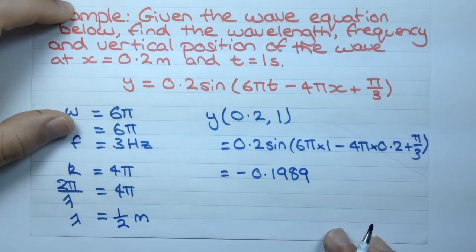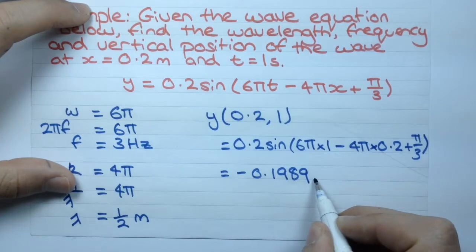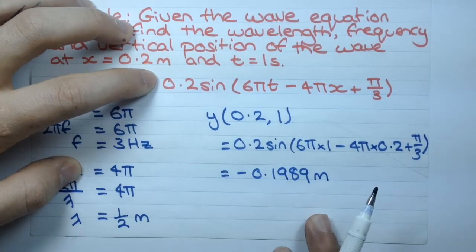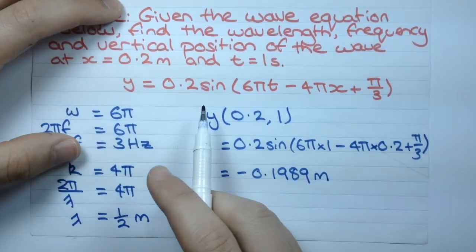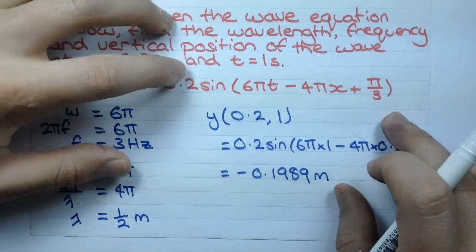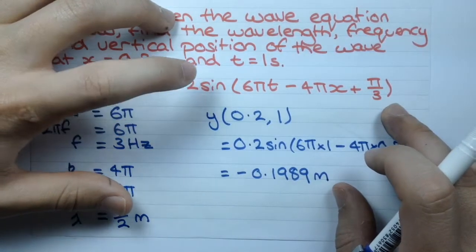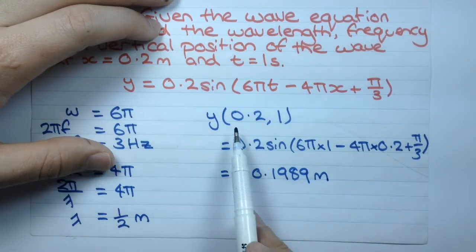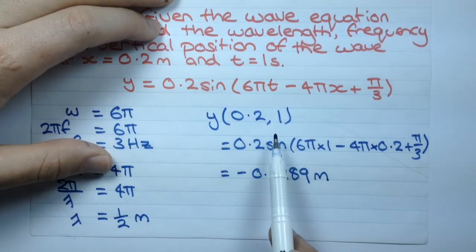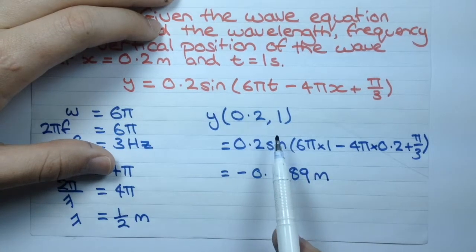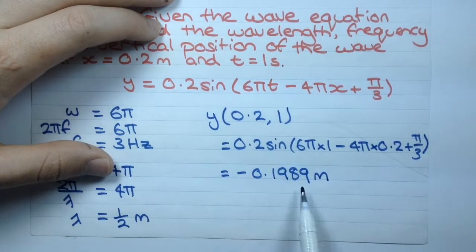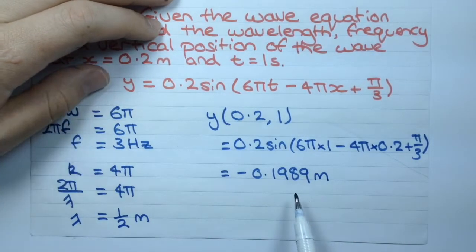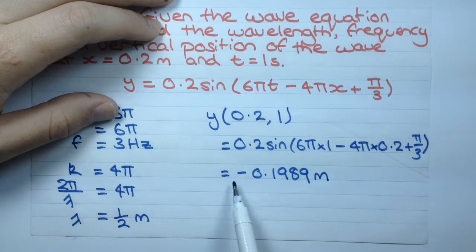0.1989. Now just to talk about what that answer means, that's pretty close to our 0.2, which we know from previous videos is actually the amplitude of the wave, seeing as the maximum value of sine anything is 1 or minus 1. So at the point 0.2 along the x-axis, and after 1 second, we end up with our vertical height being almost the maximum height of y, but below the axis because of that negative sign.